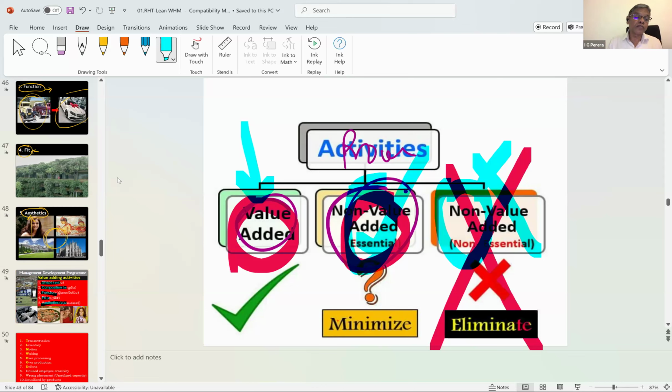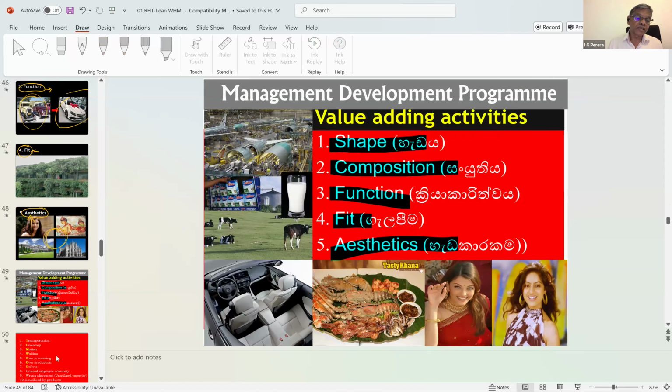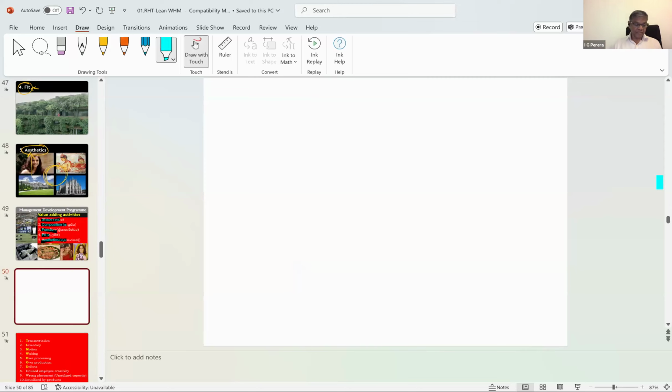Toyota initially came up with non-value adding processes, activities. One of the non-value adding processes Toyota identified was transportation. Toyota identified transportation as a non-value adding process. So the first one is transportation, as a non-value adding, as a waste.